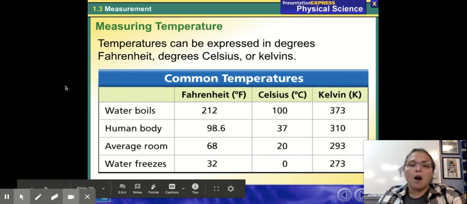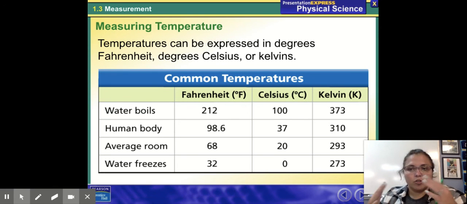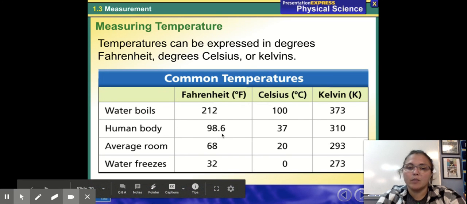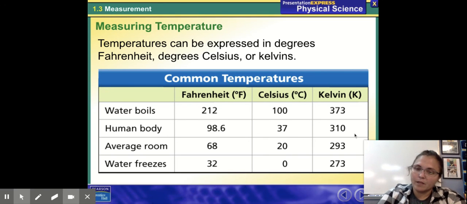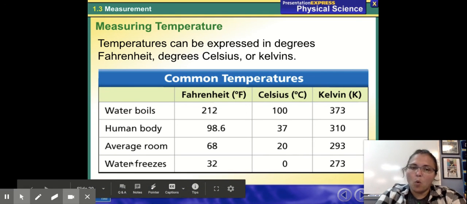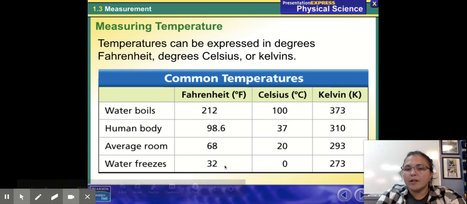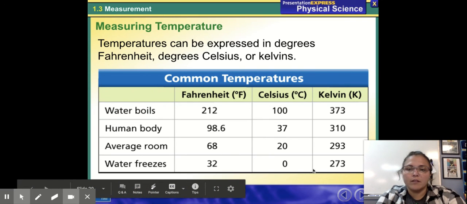So here are some common temperatures of things that we should know. We should know that water boils at 212 degrees Fahrenheit, which is equal to 100 degrees Celsius and 373 Kelvin. Normal human body temperature is 98.6 degrees Fahrenheit, which would be 37 degrees Celsius and 310 Kelvin. Water freezes at 32 degrees Fahrenheit, which is equal to 0 degrees Celsius and 273 Kelvin.